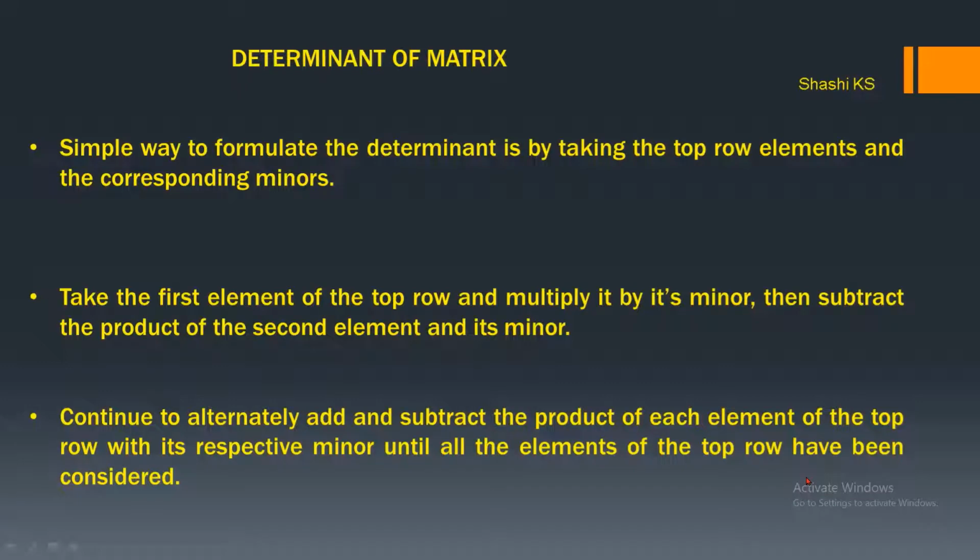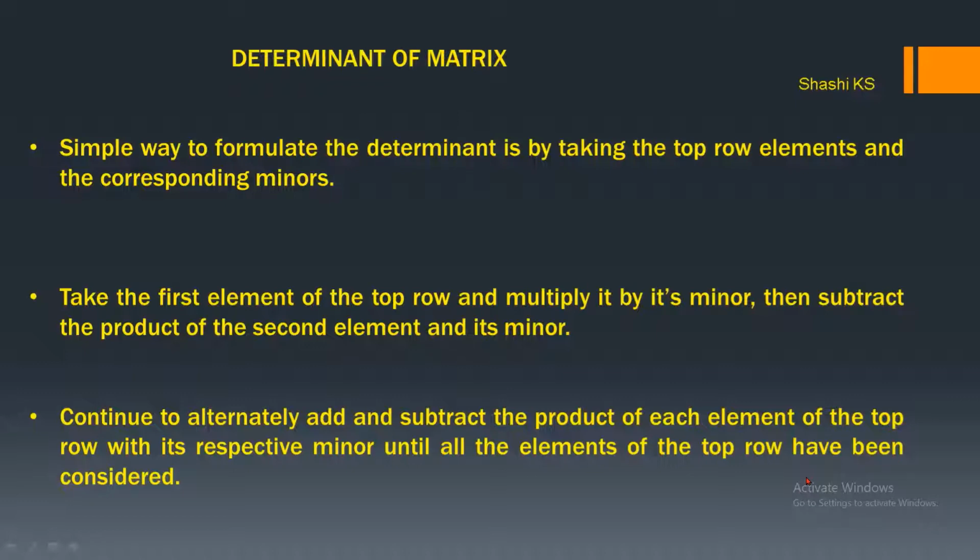To learn about how decryption is done using a Hill cipher, we need to know a lot of basics of linear algebra. So the first thing is how to find the determinant of a matrix. What is the meaning of determinant of a matrix? The simple way to find the determinant of a matrix is by taking the top row elements and their corresponding minors. Take the first element of the top row, multiply it by its minor. Then subtract the product of the second element and its minor.